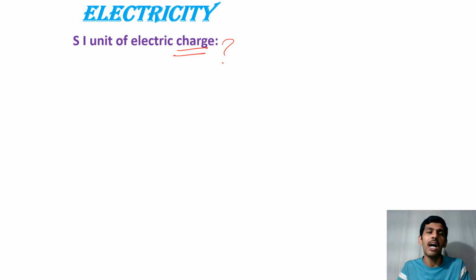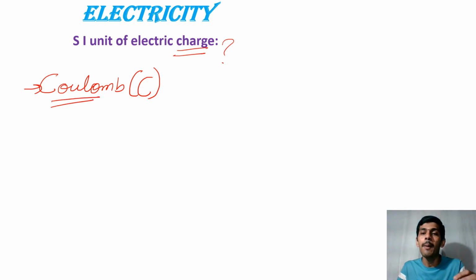It is named after a scientist called Coulomb. So it is Coulomb, and its symbol is the capital letter C. The SI unit of electric charge is Coulomb. Just as we denote mass in terms of kg, similarly Coulomb is the unit used to measure a charge. It is represented by the capital letter C. A charge will not always be equal to this many coulombs.